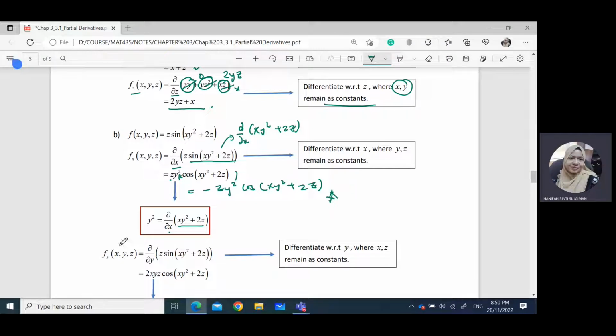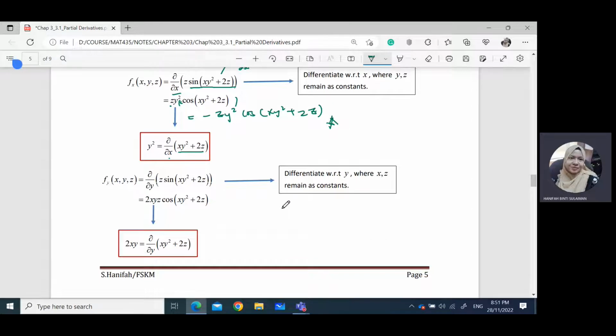All right. Okay, so next we differentiate with respect to y on z sine of xy squared plus 2z. So differentiate with respect to y, x and z remain as constants. Okay, bear in mind x and z are constants. So we focus on y. Okay, so z is a constant, so leave it there because it is multiplied. So we differentiate with respect to y on sine of xy squared plus 2z.